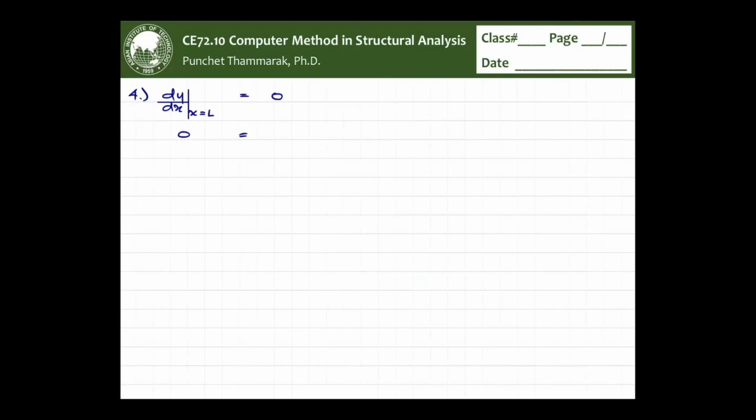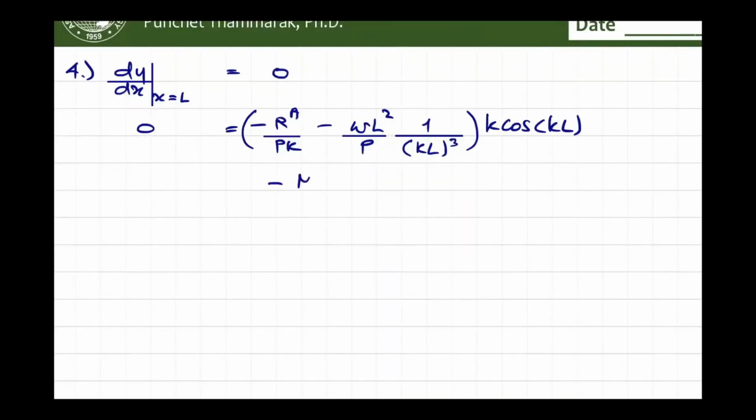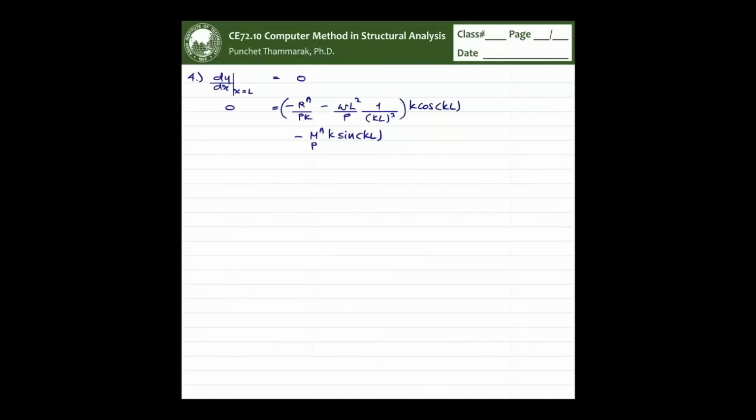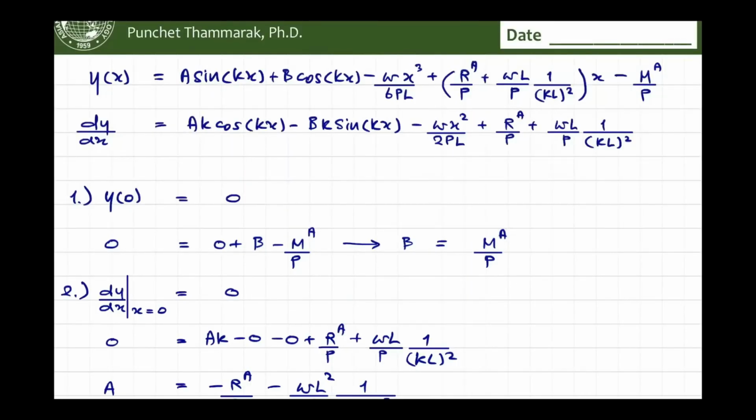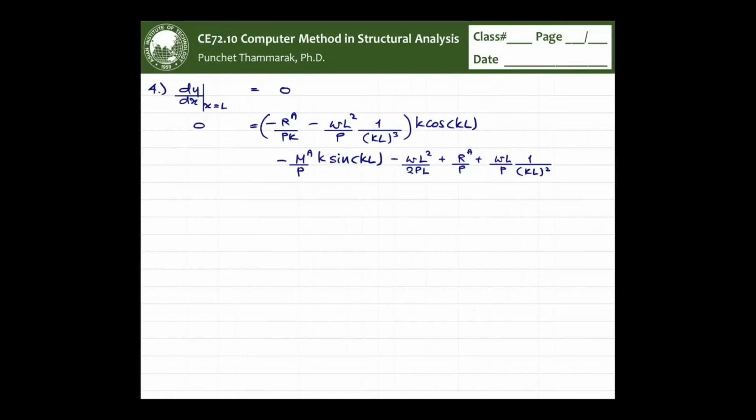So we take the A, multiply by the K cosine KL, minus the B, which is MA over P, K sine KL, and then this term, just copy and paste, and change X to L because we substitute, and that's it.